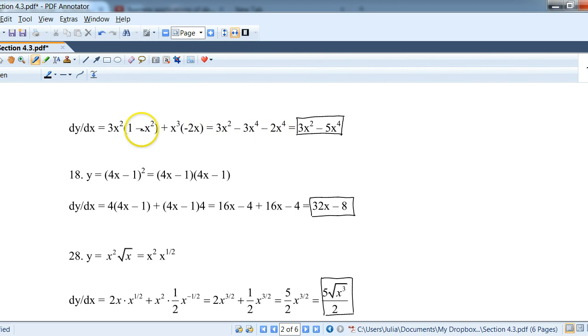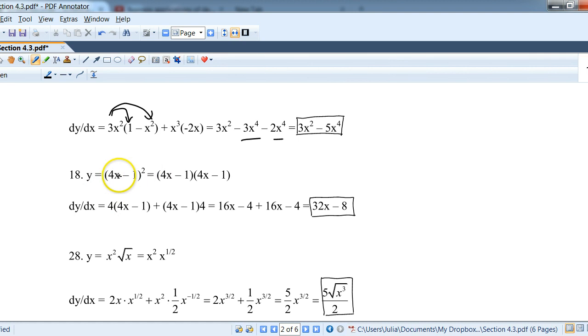Then we again distribute, and here we actually do have to distribute. So get used to simplifying the simple ones. Sometimes we don't have to simplify it, but in this case we do, just because it's simple. It's 3x squared, and then we can combine the 2x to the fourth, so we'll get minus 5x to the fourth.